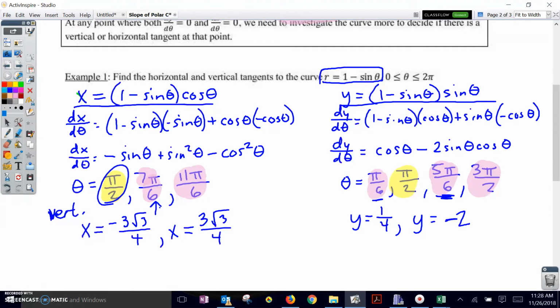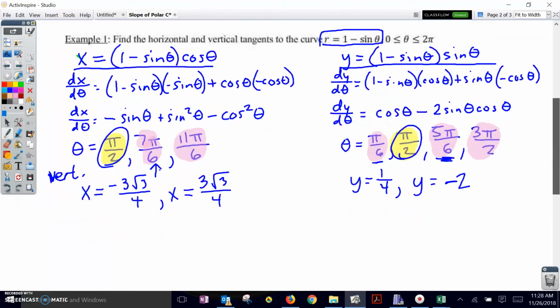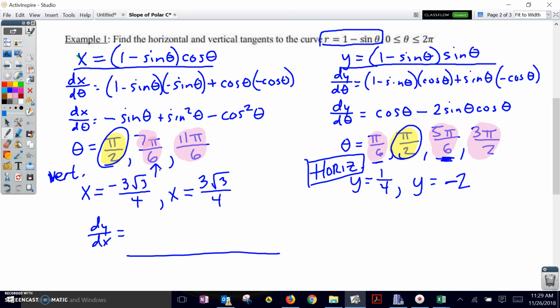With this one, the pi over 2, I need to figure out what dy dx is, and it's going to be 0 over 0 at that point, and so I would have to use L'Hopital's rule to figure out if that's going to be a horizontal tangent or a vertical tangent, and in fact it works out that it is a horizontal tangent. Don't have time to do L'Hopital now, but it works out that it's a horizontal tangent. And so at pi over 2, I put that back into y, and I get the horizontal tangent, y equals 0.